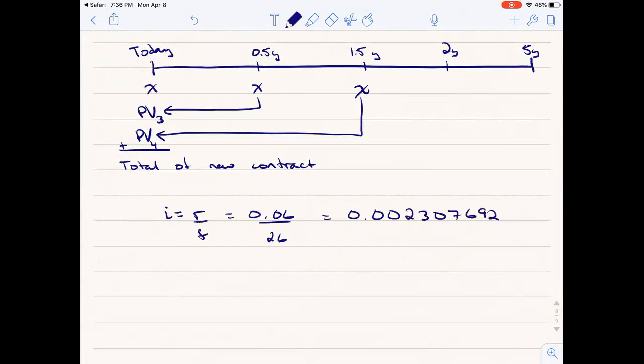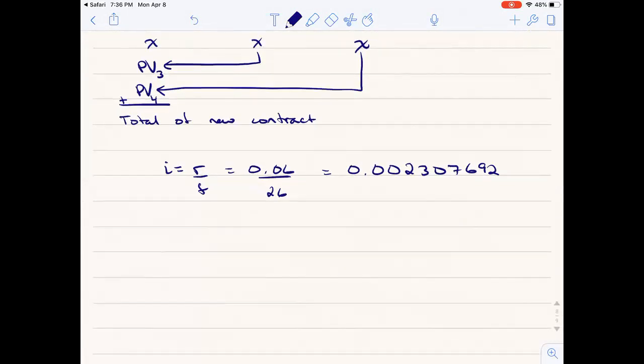0.00230762, which I'll store in 1, because I know I'll need it.